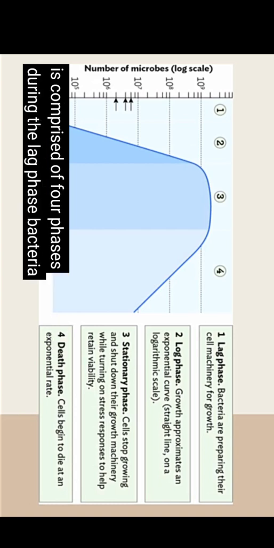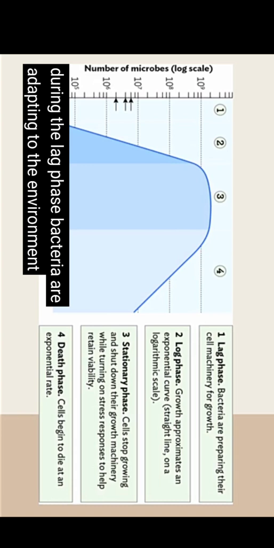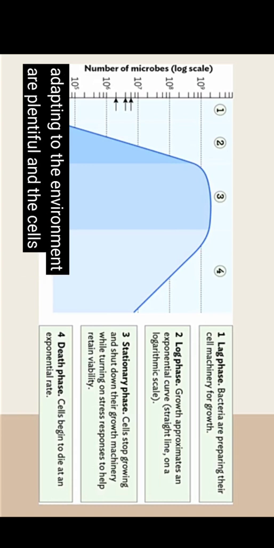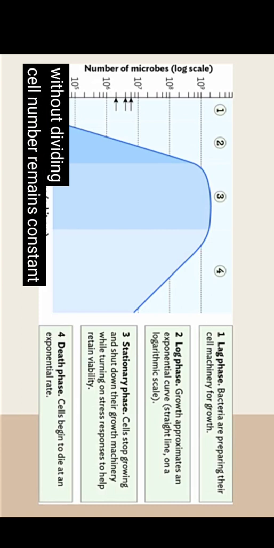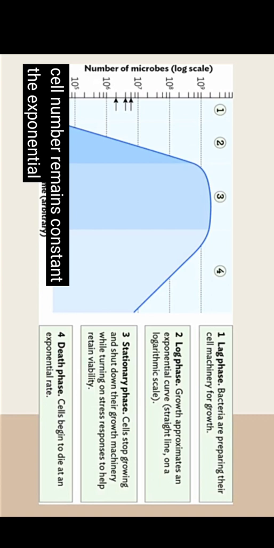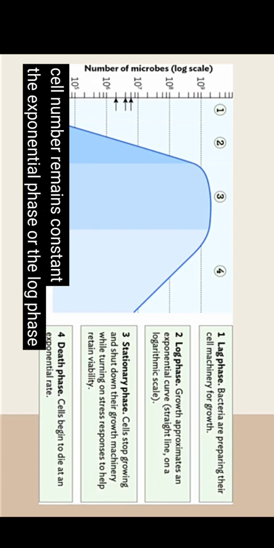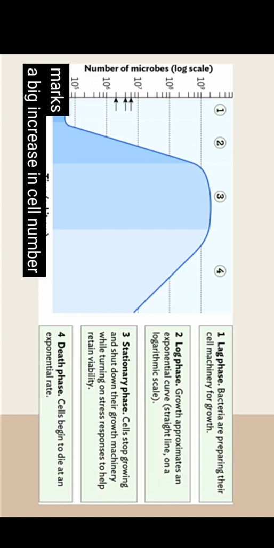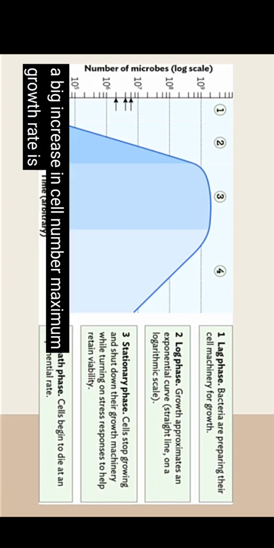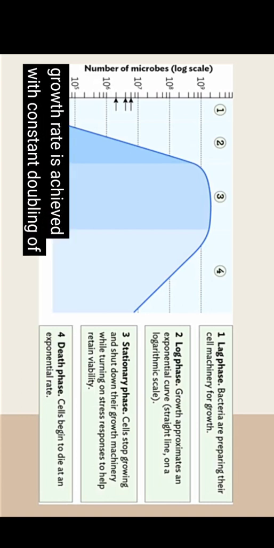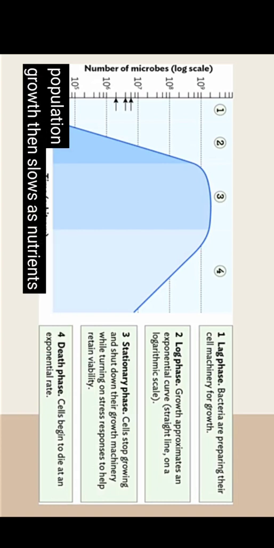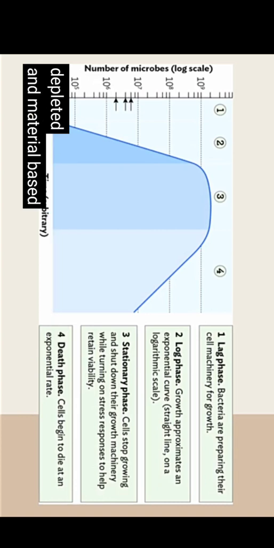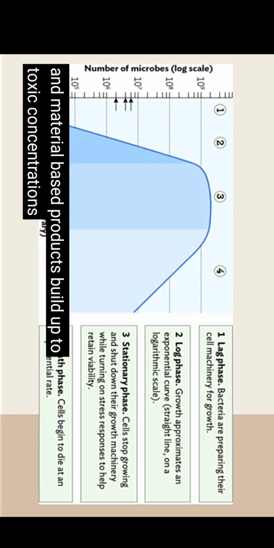During the lag phase, bacteria are adapting to the environment, nutrients are plentiful, and the cells grow in size without dividing. Cell number remains constant. The exponential phase or the log phase marks a big increase in cell number. Maximum growth rate is achieved with constant doubling of the bacterial population. Growth then slows as nutrients become depleted and metabolic byproducts build up to toxic concentrations.